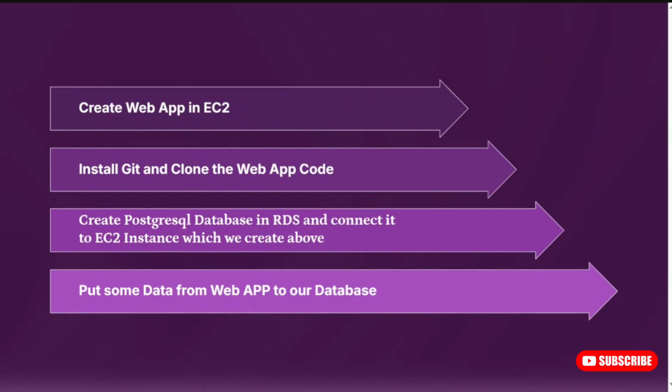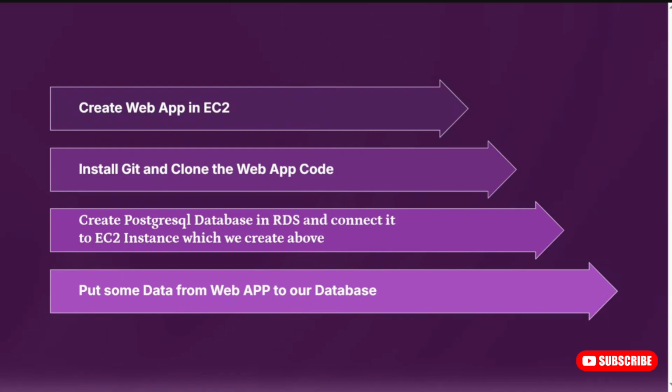What exactly are we going to do today? Today we will launch two EC2 instances. On those two EC2 instances, we will install Git and we will clone a repository from Git.